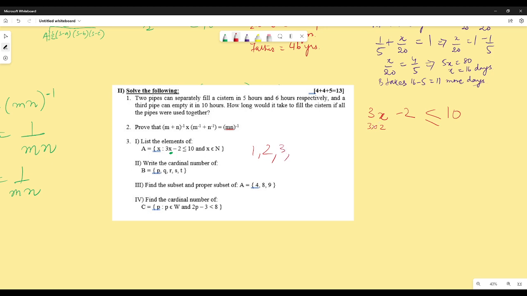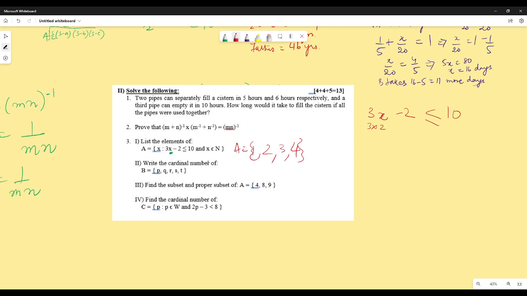So till which number do we come? 3 fours are 12. 12 minus 2 is equal to 10. So this condition is also correct. If we move on to 5, this becomes 3 fives are 15 minus 2 is 13. The 13 is not less than or equal to 10. So for this, the elements of A will be 1, 2, 3, 4. Not the answers which you were getting.